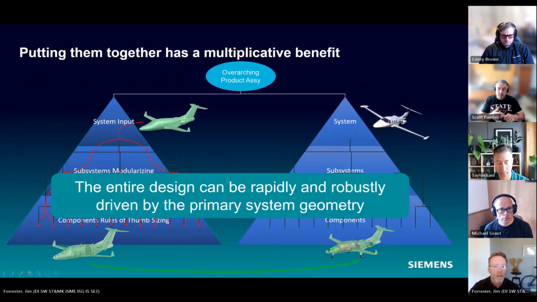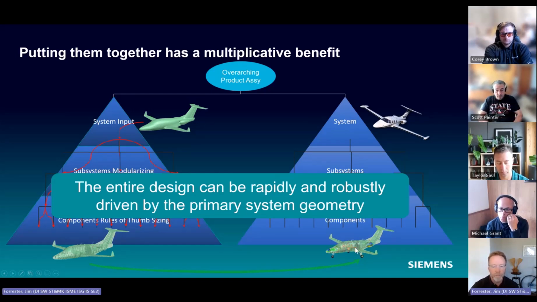Okay. And then if you combine these two things, the entire design can be rapidly and robustly driven by primary system geometry. In other words, I take the output of the top-down design system and I put it into the bottom-up system. And this is a fraction of the actual components. I add in everything else we're going to buy, which is typically 90% of what's actually in the BOM, and then that builds up to the actual product. So these things, working in concert together, you're able to rapidly make design changes.